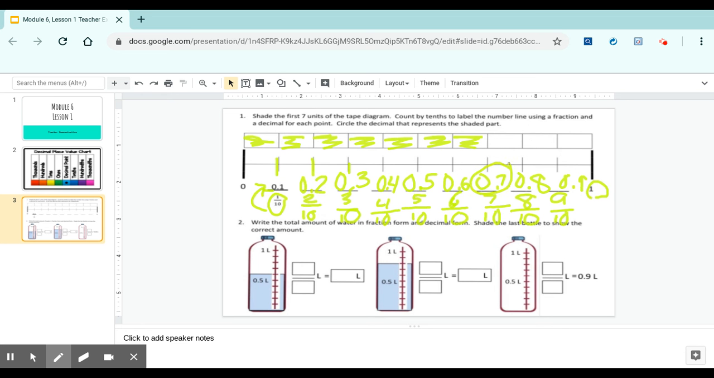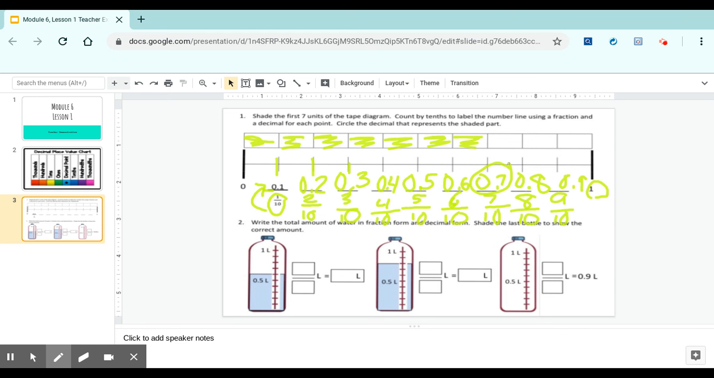Then we're going to get into number 2, where it says write the total amount of water in fraction form and decimal form. We're just going to do the first 2 because that's the most important part in understanding it. We'll worry about shading when we go into our Zern lesson later. But for the first one on this second question, we're going to look at the tick marks, okay? So those tick marks on the bottle is also going to be 10 pieces.